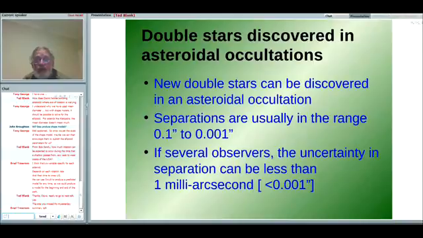We get double stars discovered in asteroidal occultations. Separations are typically 0.1 to 0.001 seconds of arc. That's 1 to 100 milliarc seconds. If there are several observers, we can do a proper double star solution, and the uncertainty in the separation can be significantly less than a milliarc second. Next slide.